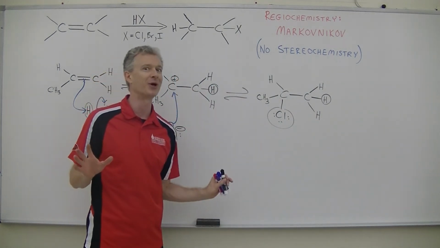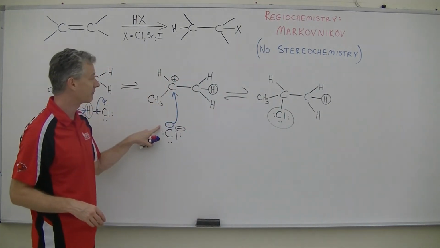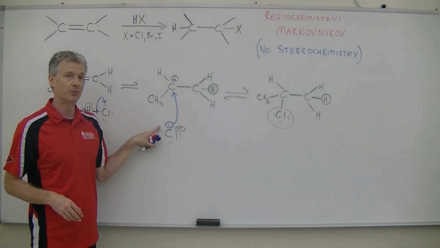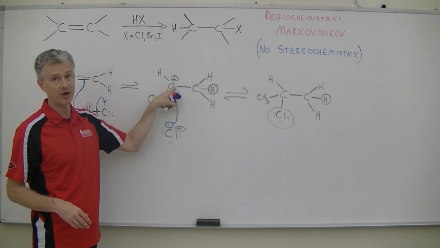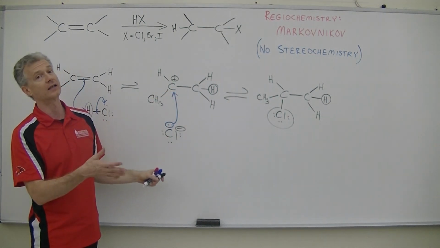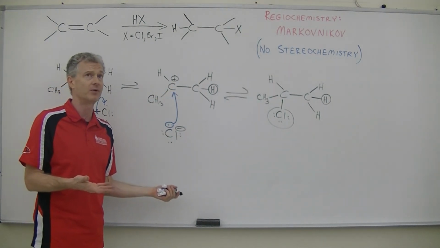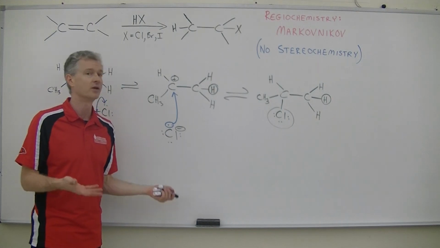It's like they're having a little party. And we have the non-hydrogen group, the nucleophile, in this case the chloride, adding to the more substituted carbon because that was the more highly substituted and therefore more stable and therefore more easily formed carbocation.